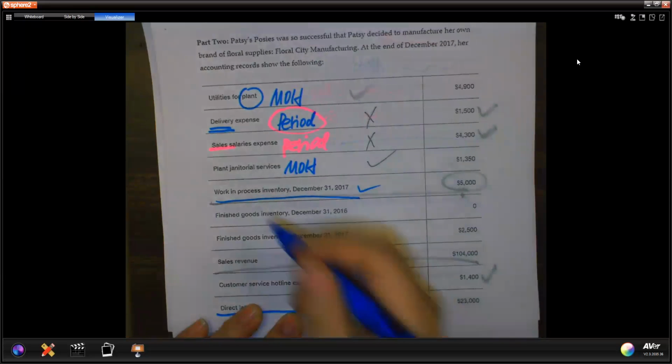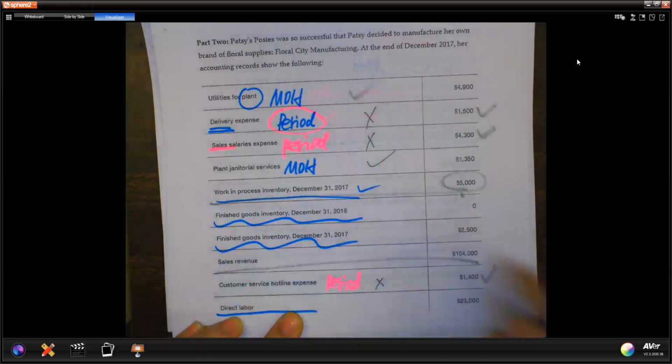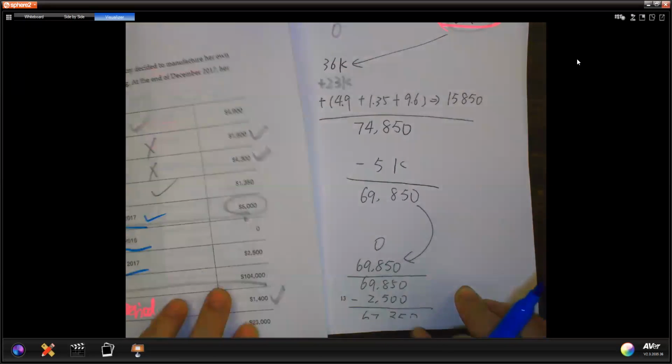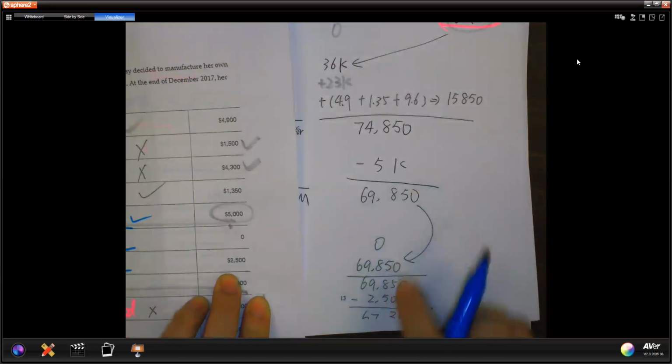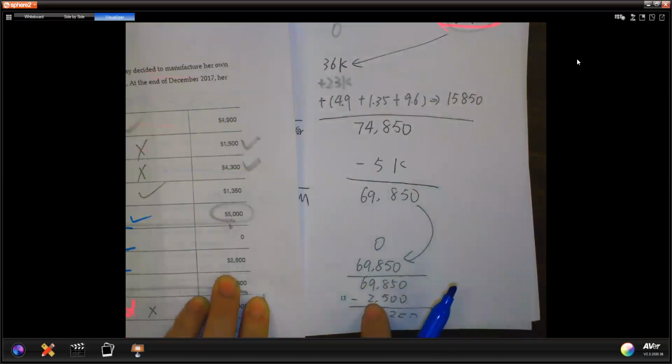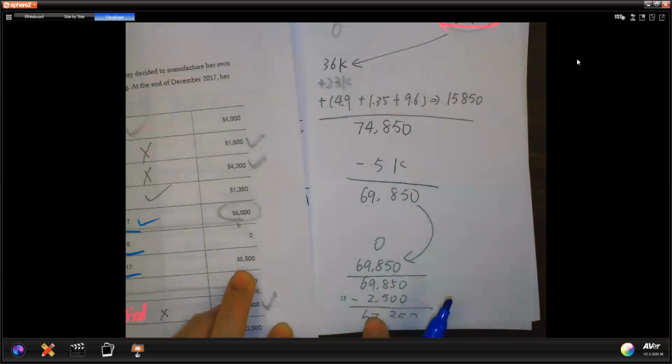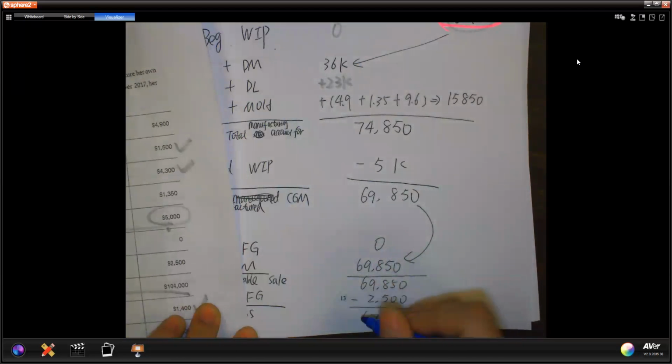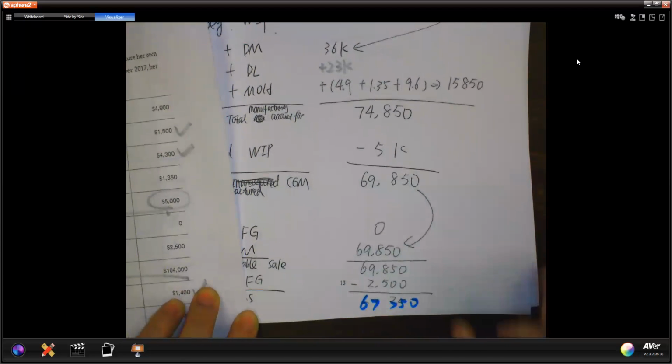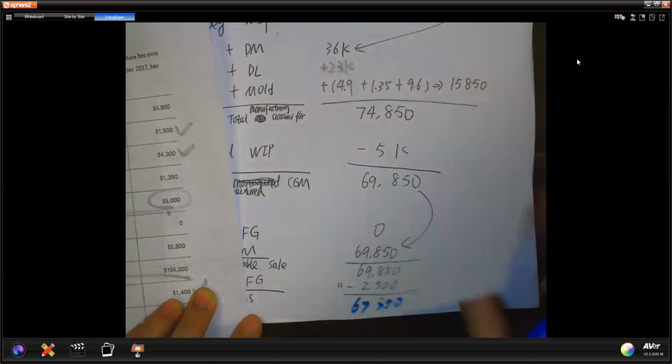So finished goods, that's all we need, right? So beginning is 0, manufactured, this is available, and then minus your ending 2.5 thousand, you get your cost of goods sold, I think is 63,350. So how do we get our income statement?